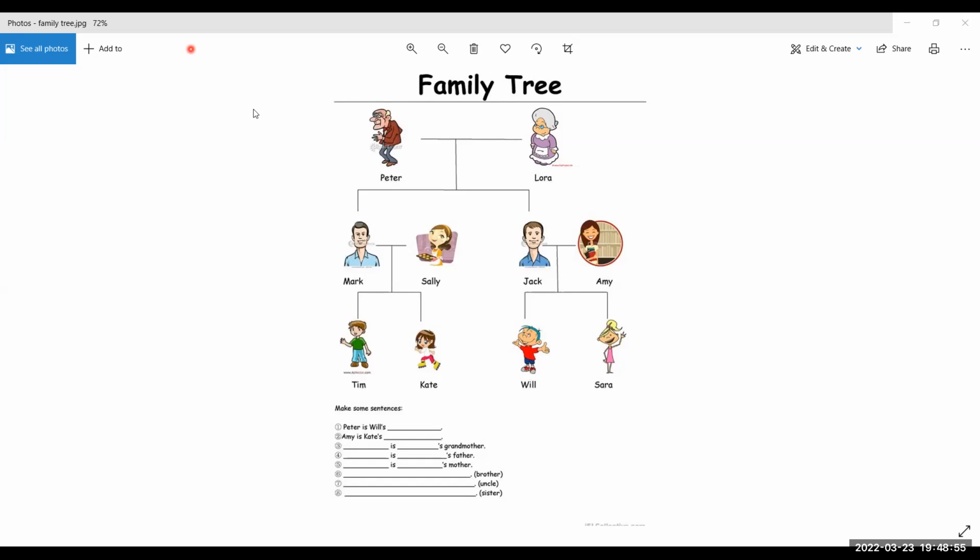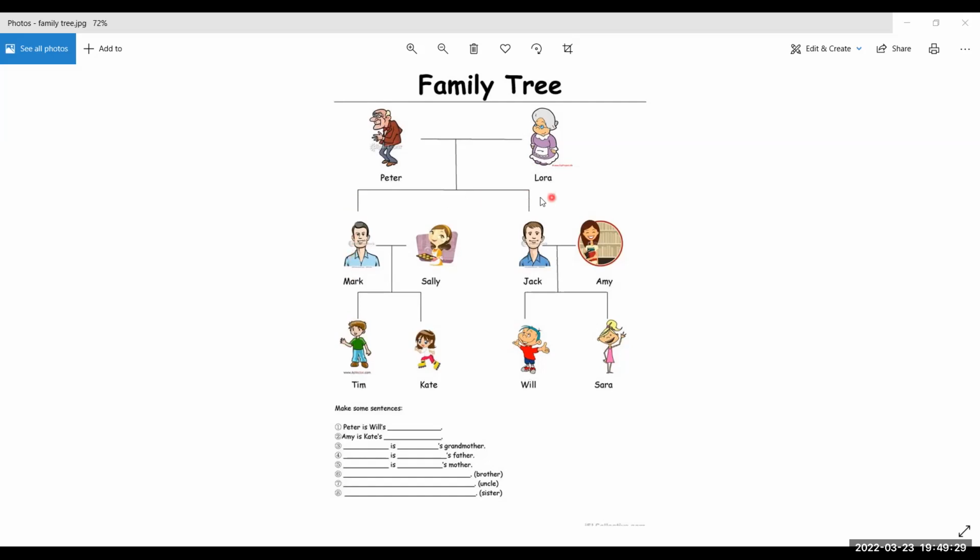Sally is the mother of Kate and Tim. Amy is the mother of Will and Sarah. Good, good. So you have to be careful, right? You have to make sure and see where the lines are pointing to. So Peter and Laura, they're married, and then they had two sons.